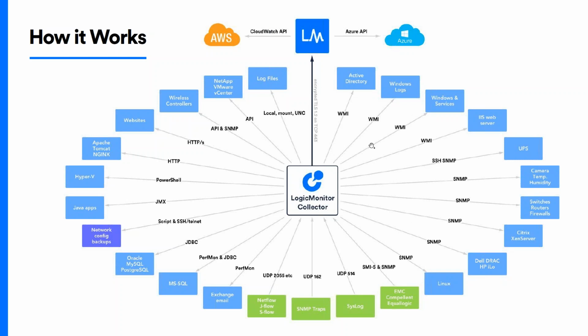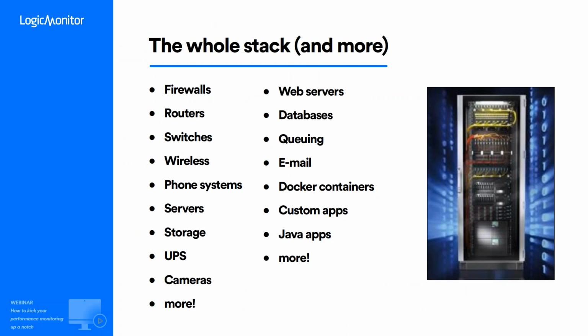All in all, there's about 20 protocols, 20 methods of collecting information. So, people, probably the most common questions are, do you monitor this? Do you monitor that? And the answer is usually yes. And the reason is because we have those 20 protocols, and if the data is exposed, if the metrics are exposed, we can grab it using one of those 20 methods.